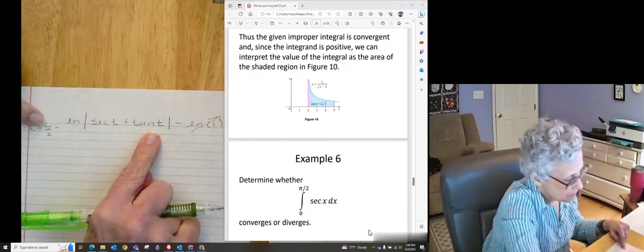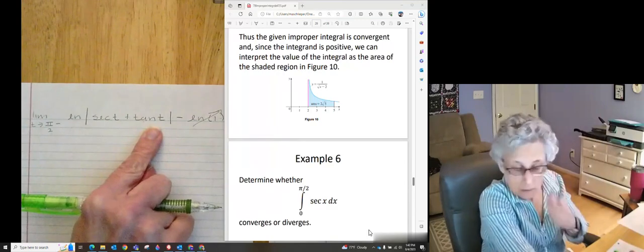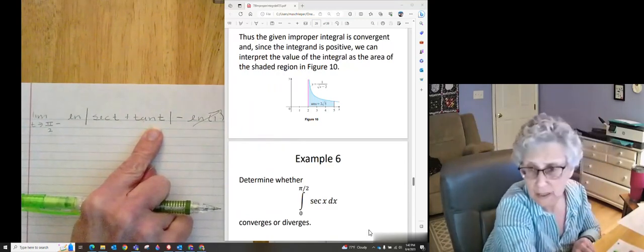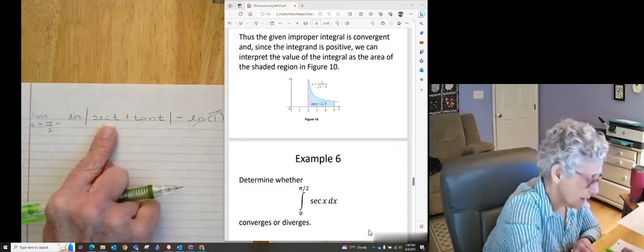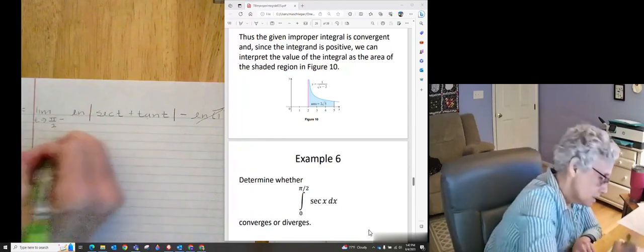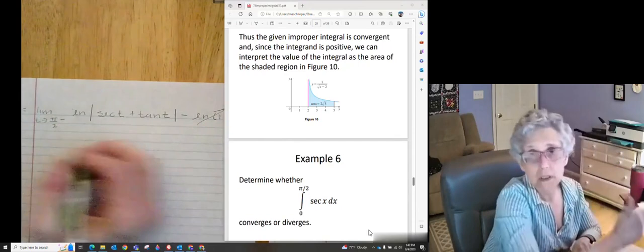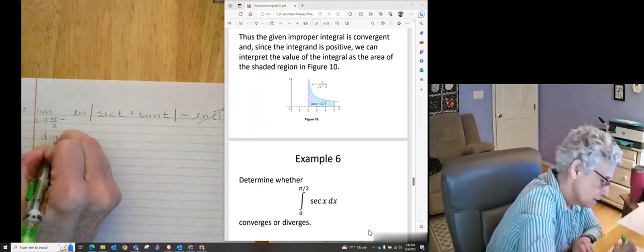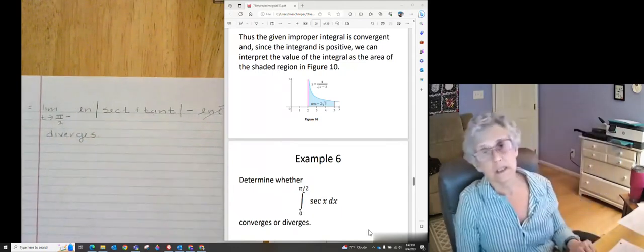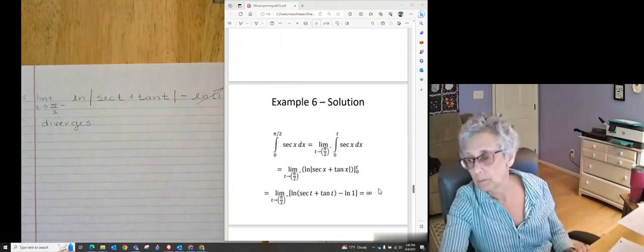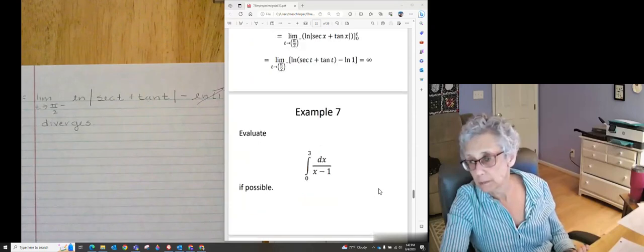Well, tangent of pi halves is, let's see, sine over cosine, so that doesn't exist at pi halves. I can't plug pi halves into secant either, so this whole thing would be taking the natural log of things that are approaching infinity. This thing diverges. And there's the pretty answer.